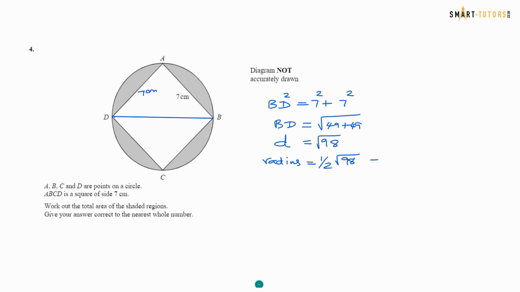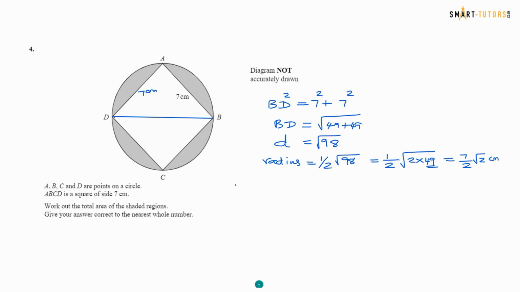Now for simplification, square root of 98 is square root of 2 times 49. So 7 can come out, and it becomes 7 over 2 square root of 2. So that is the answer: 7 over 2 square root of 2 is the radius of the circle.